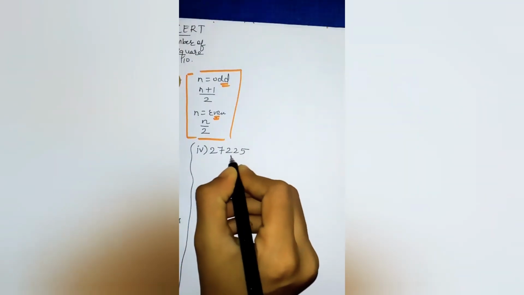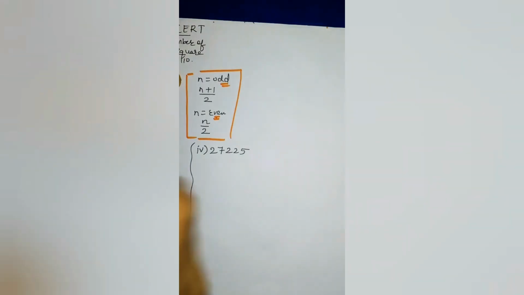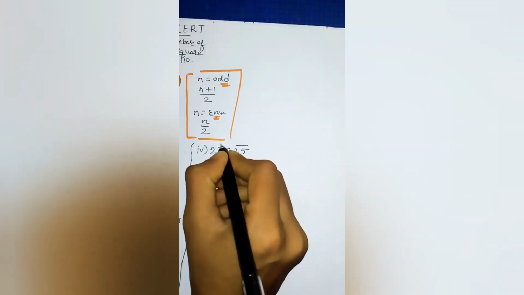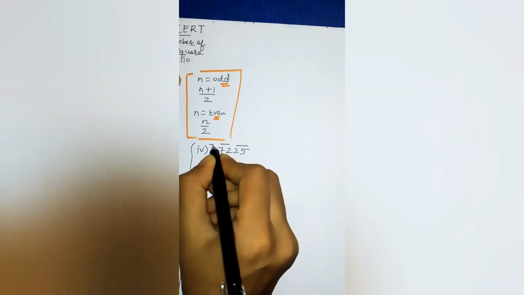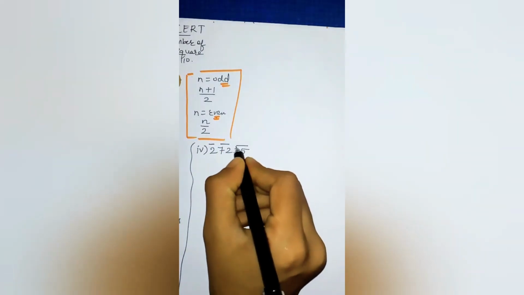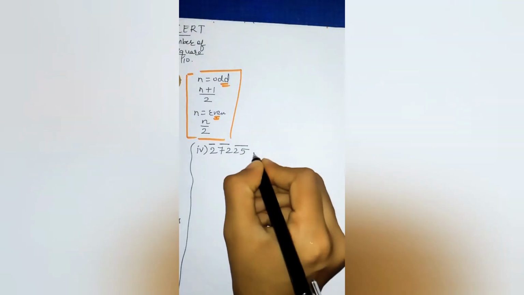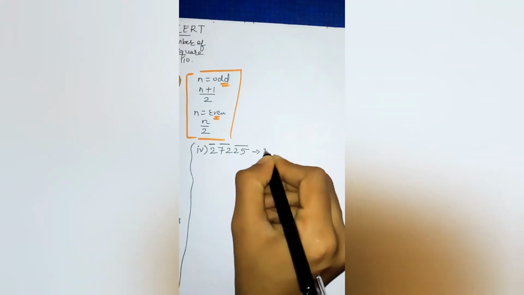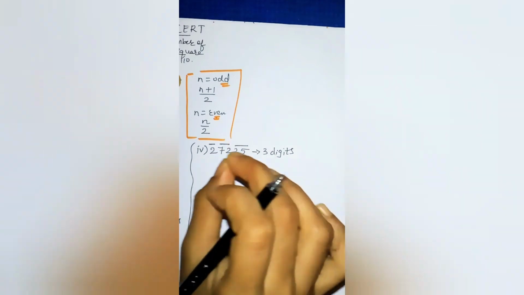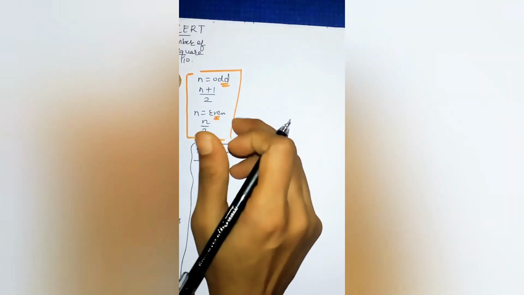The fourth question is 27225. Again first we will see by drawing the bar. Here 2 digits, a bar; again after 2 digits, here; and then here. So now we are able to draw a total of 3 bars. These two pair, these two pair, and this single digit. So there are a total of 3 bars, which means there will be 3 digits in the square root of this number.